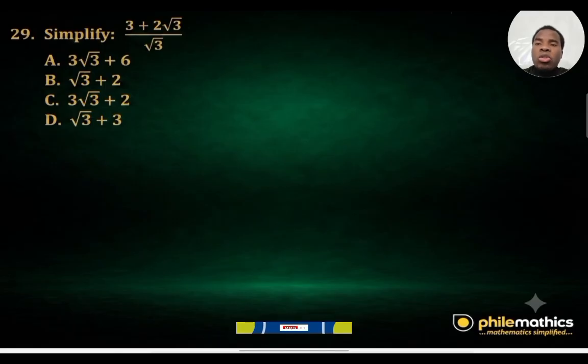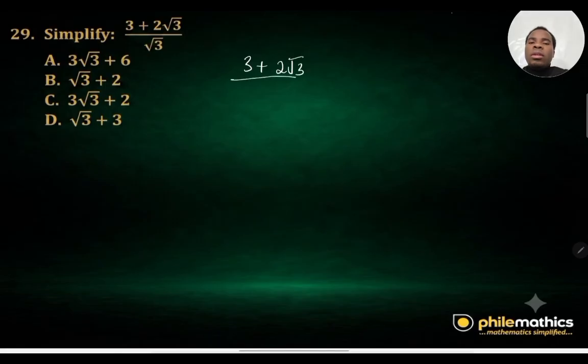This is a question on surds, basically testing our knowledge of rationalizing a surd. It says simplify 3 plus 2 root 3 over root 3. So if we have 3 plus 2 root 3 over root 3, what we do is to rationalize, and to rationalize simply means to make the denominator an integer rather than a surd, and we do that by multiplying the numerator and the denominator by the denominator. So times square root of 3 over square root of 3, basically multiplying by 1.